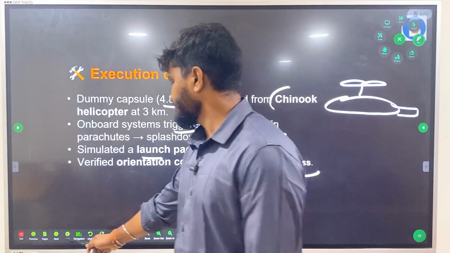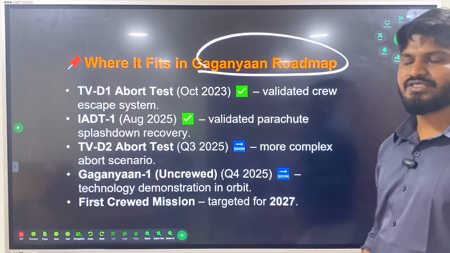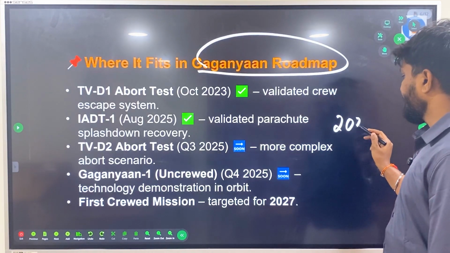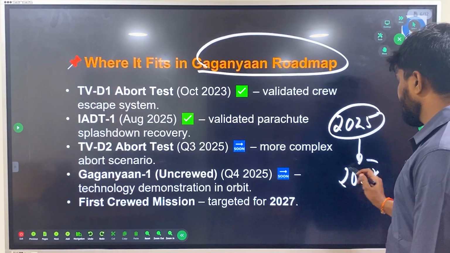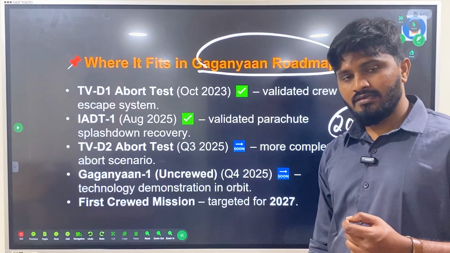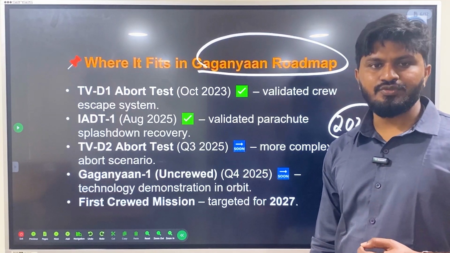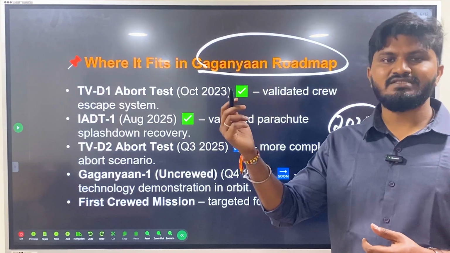So it was a successful mission. Where does it fit in the Gaganyaan roadmap? The Gaganyaan mission was initially to be completed by 2025, but now it has been pushed to 2027 because there are so many sub-missions or tests to be conducted, so that the mission is successful, and the Vyomanauts, the astronauts of India, go up to space, revolve around it, and then come back to Earth.